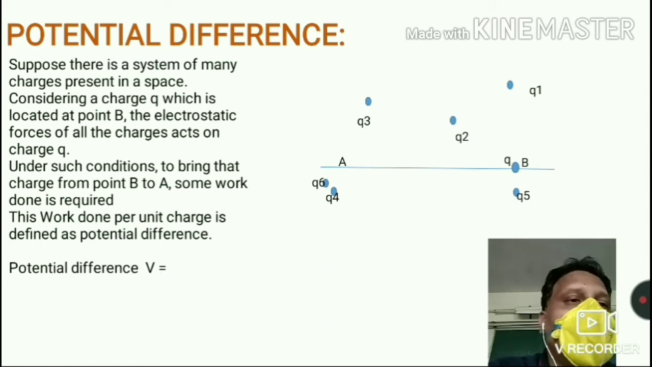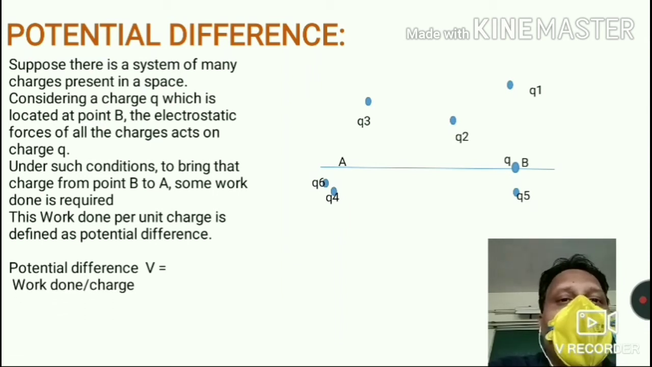So potential difference is denoted by the letter V, and the meaning of V is volt, because it was first defined as volt by Mr. Volta. So he gave his name Volta to volt. The unit of potential difference has the symbol V, and it is nothing but work done per charge. What is this? Work done per charge.